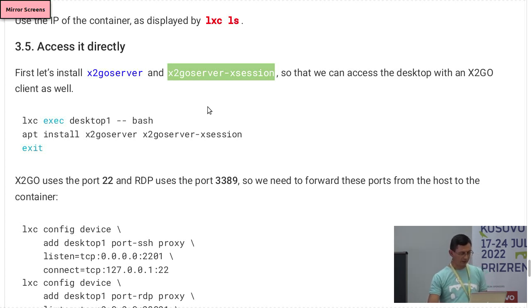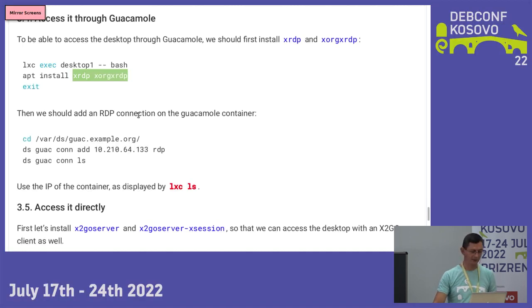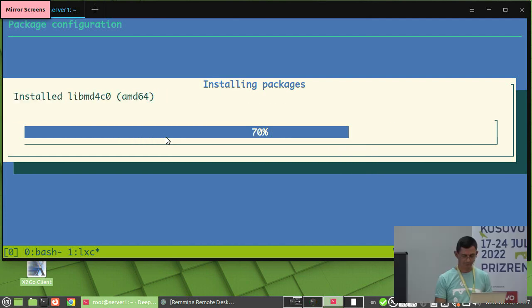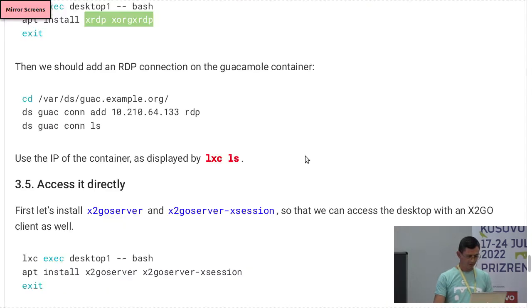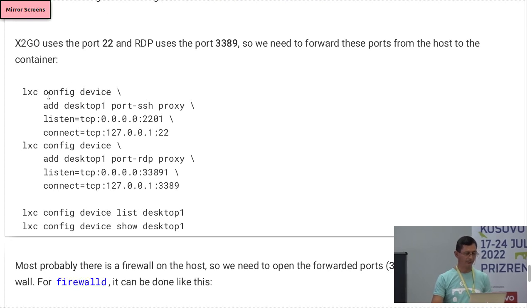And in order to access it through RDP, we have to install these two packages, XRDP and xorgxrdp, so that we can access it through an RDP client. And also, since we need to use the SSH port and the RDP port, we have to make sure that we forward some ports from the host to the container.